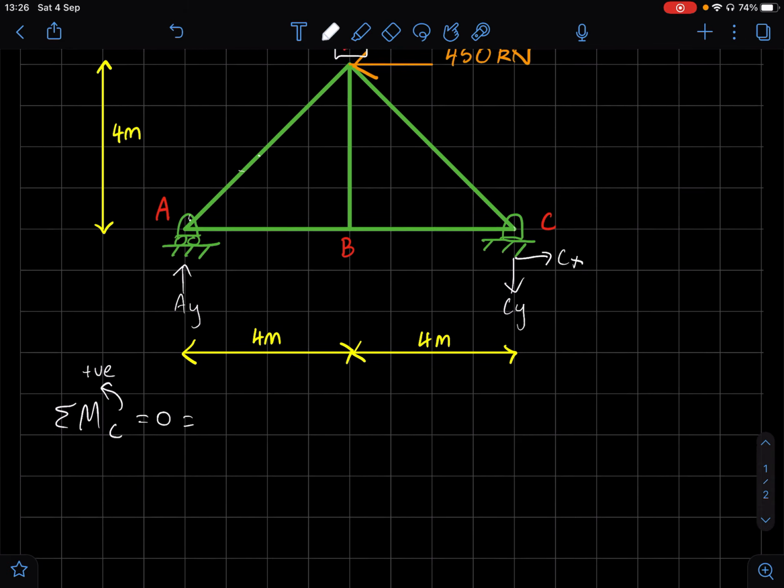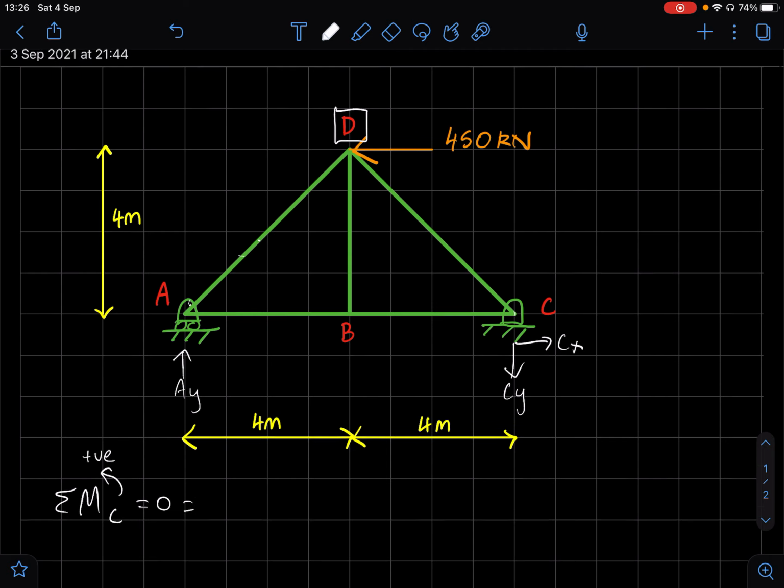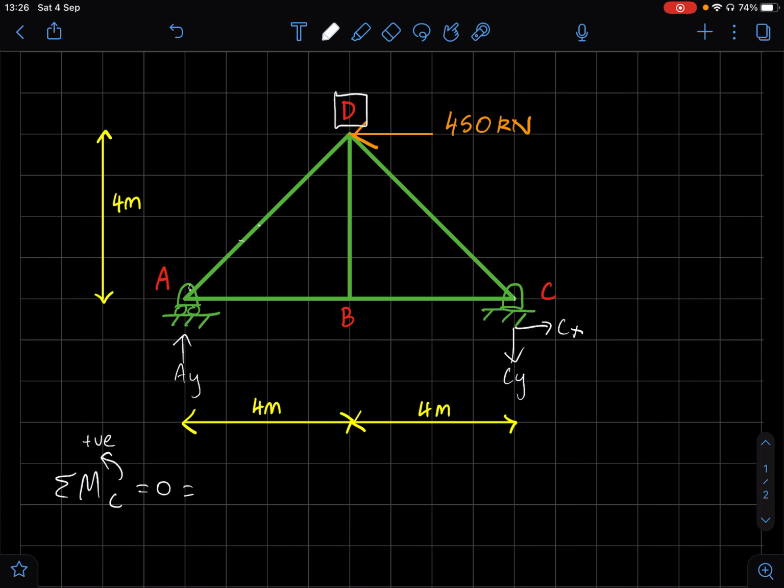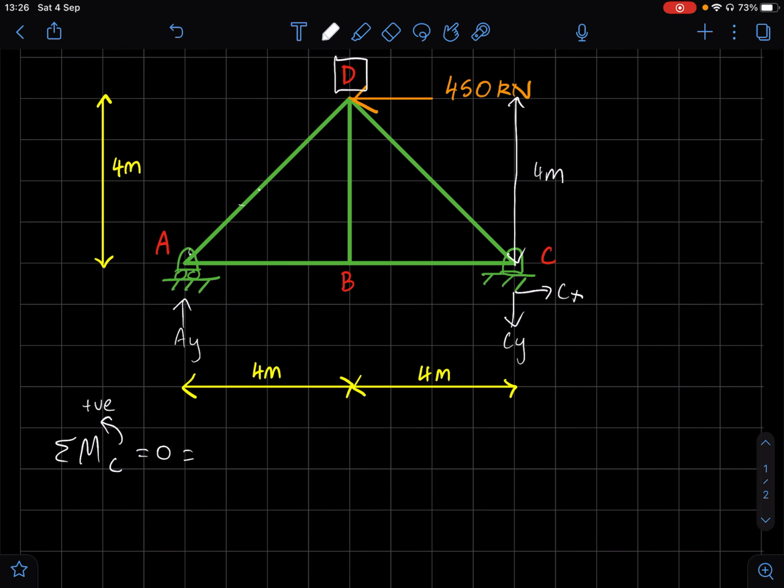So what moments do we have about C? Well, there's going to be this moment here, isn't there? And this here is 4 meters, the perpendicular distance. So, is that going to turn clockwise or anti-clockwise? Well, it's going to want to turn like that, isn't it? And that is anti-clockwise, so that's going to be a positive moment.